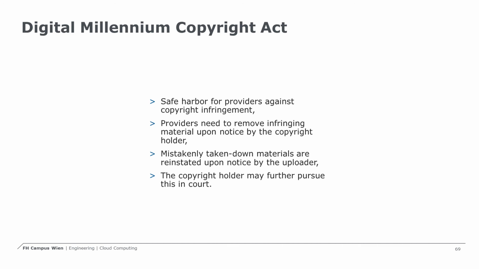If the DMCA takedown notice has been sent erroneously, the original uploader is free to send a counter notification, also swearing under the penalty of perjury. In this case, the provider notifies the original sender and restores the content. The original sender then has to take the uploader to court and pursue the matter further.